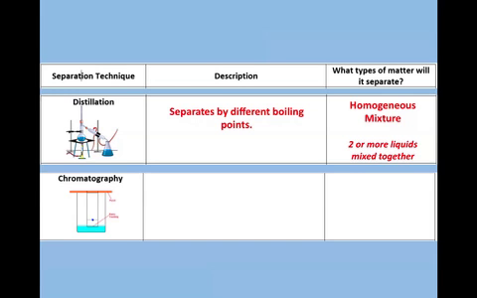So this has to do with usually a homogeneous mixture. You could have a heterogeneous mixture as long as it's two or more liquids that are mixed together. So you would basically boil it. You would reach the boiling point of the liquid that has the lowest boiling point. That would boil off, and you'd be separating out the two liquids because they have different boiling points.